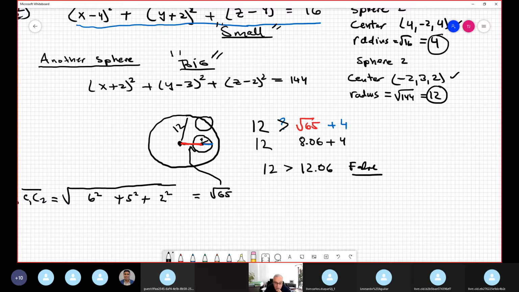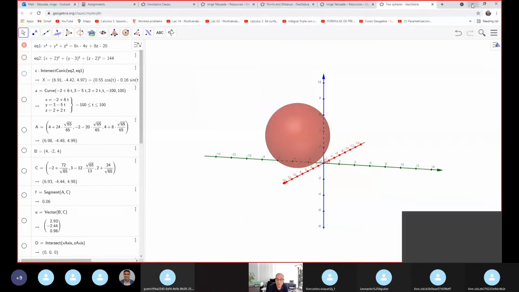GeoGebra now. Wait a second. Okay, I share screen one more time. Okay, look at that. GeoGebra. Do you remember the red one? The red one is the small sphere. Do you see GeoGebra now? Yes or no? Okay, we don't see GeoGebra. Let me try again one more time. Okay, here you go.